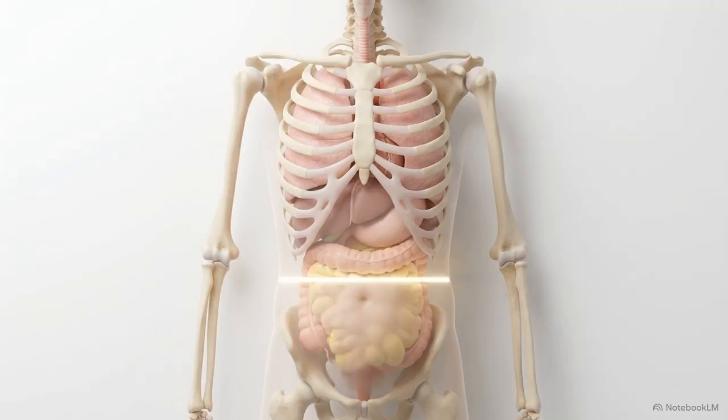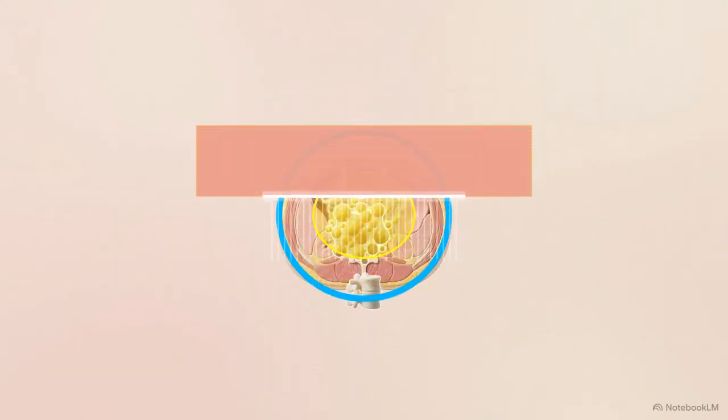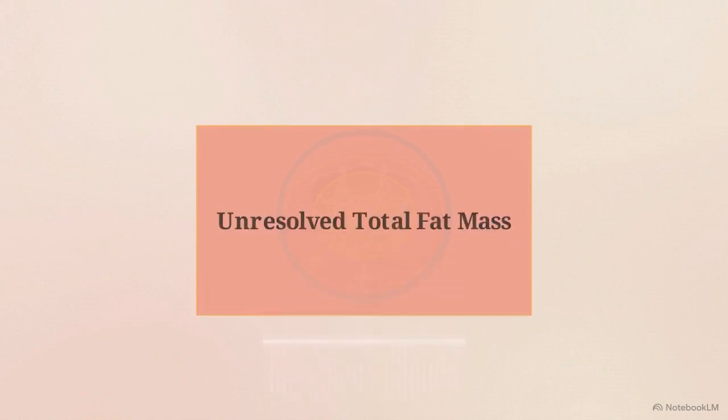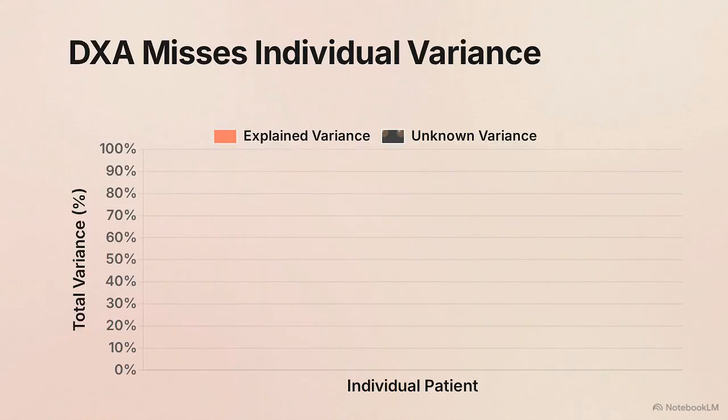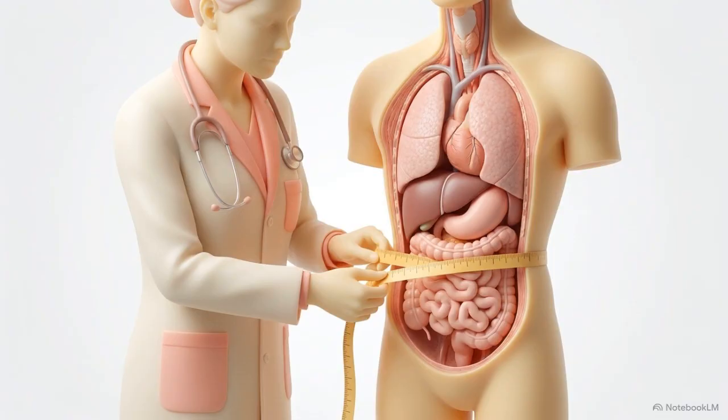fat. But DEXA has a critical limitation. It cannot resolve depth. It is impossible for the scan to distinguish surface-level fat from the intra-abdominal mass beneath it. At the individual level, DEXA trunk fat readings only explain roughly 67 to 78% of the variance in actual intra-abdominal tissue. Without imaging, practitioners use surface-level proxies, specifically waist circumference and sagittal diameter.